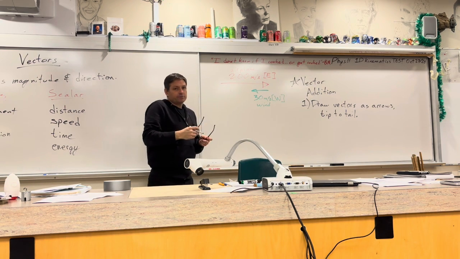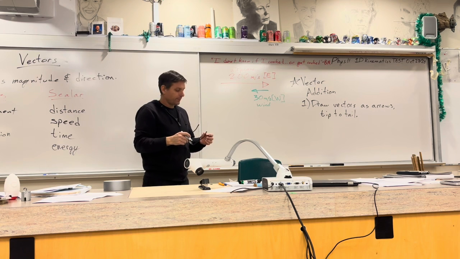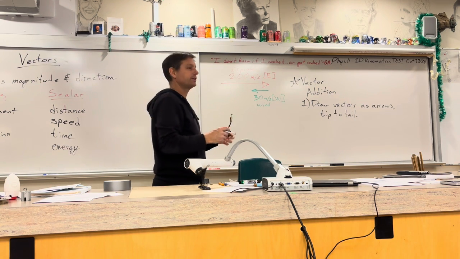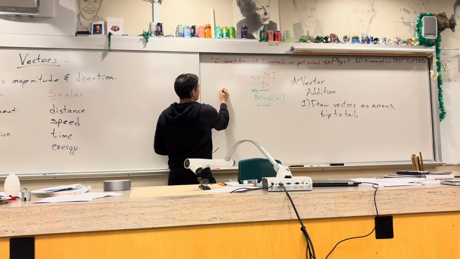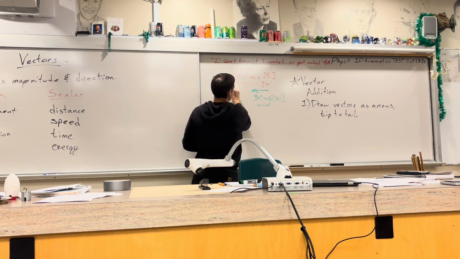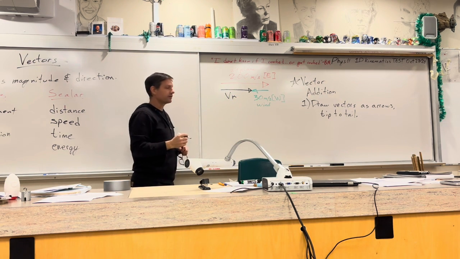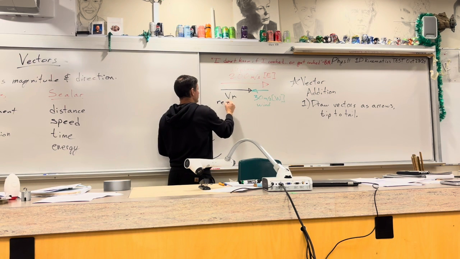And to get the result, we call it a resultant vector. Everybody say resultant vector. You start at the beginning, where you started, and you draw to where you finished. And that is our VR, our resultant vector.